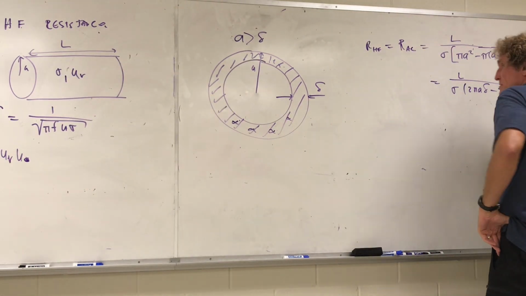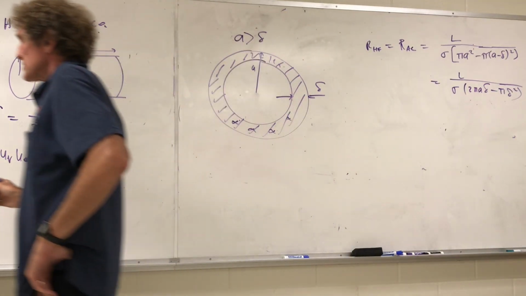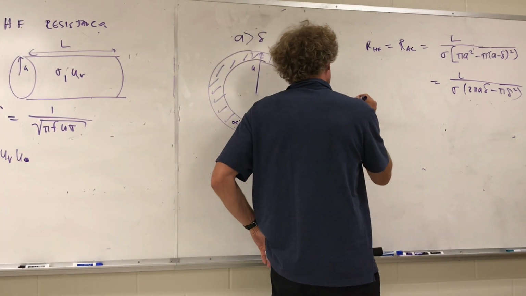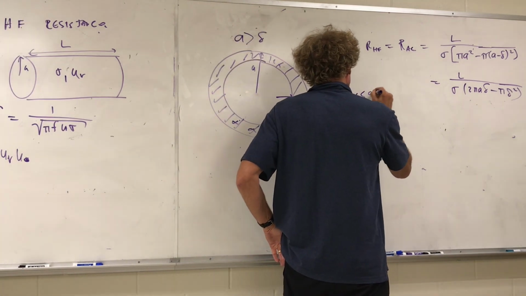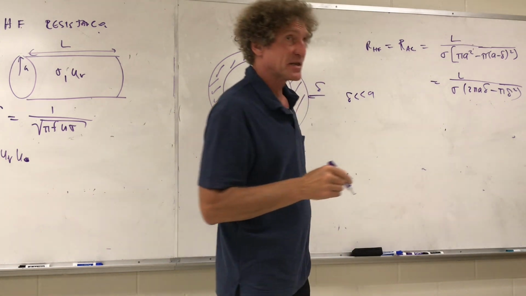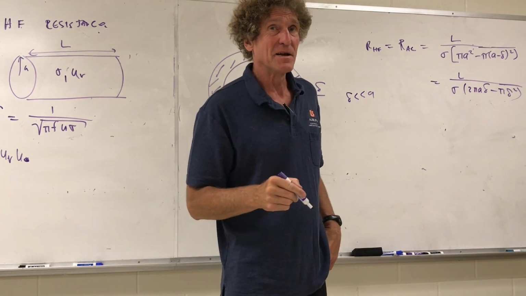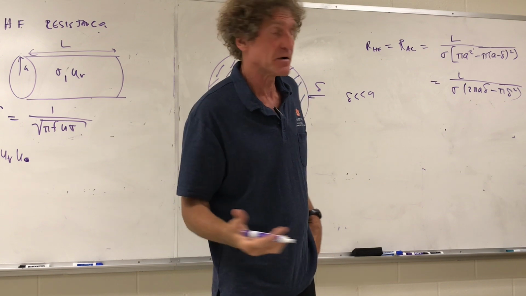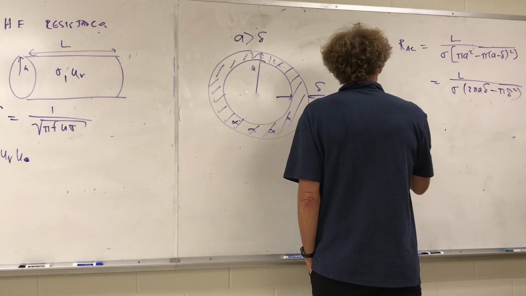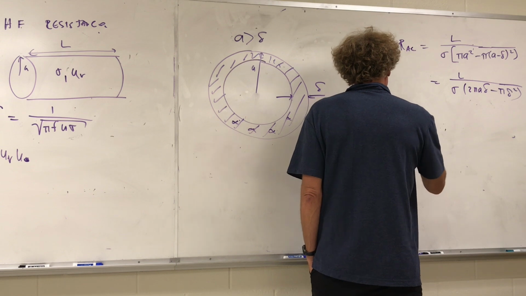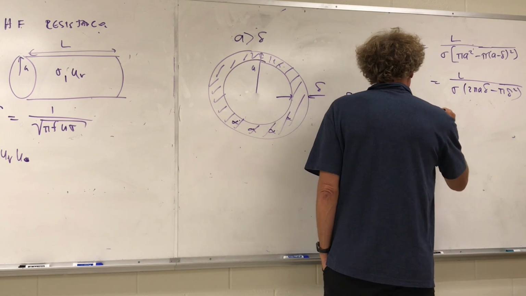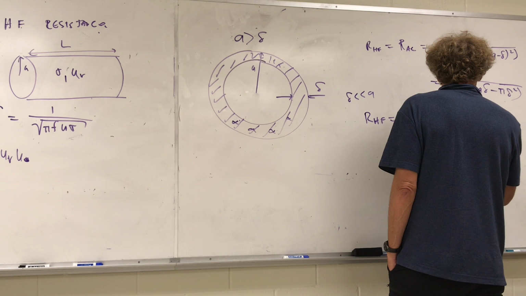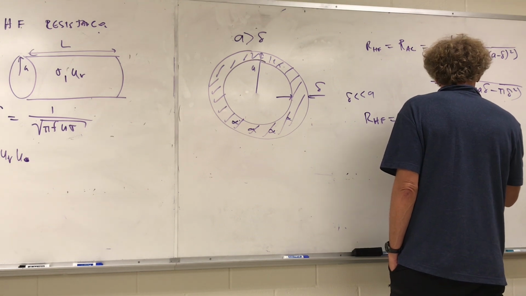I didn't put the units down here, but this is in ohms as well. Now, if the skin depth is much, much less than the radius of the wire, which is the case for a large number of types of problems, we're talking about high frequency. If that's the case, then R high frequency, equal to R_AC, is approximately equal to L over sigma and 2 pi, and then it would be A times the skin depth.